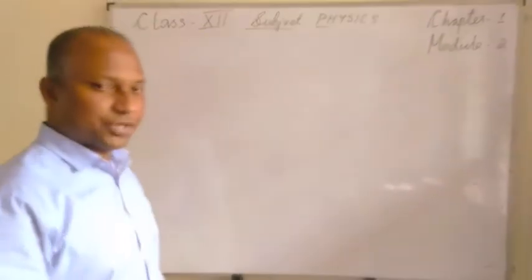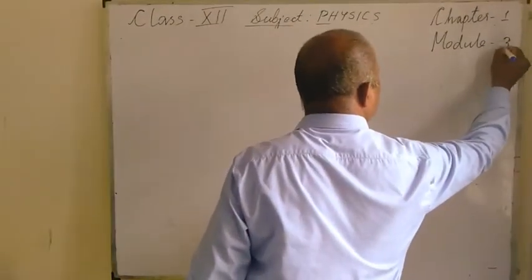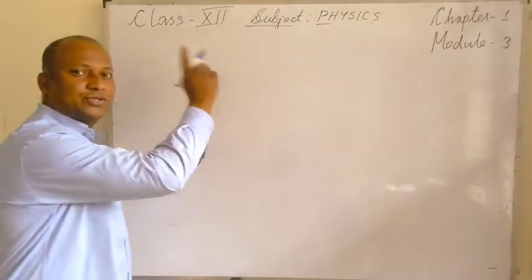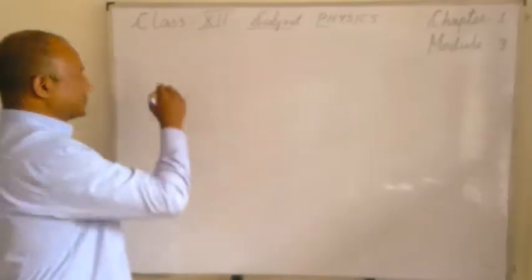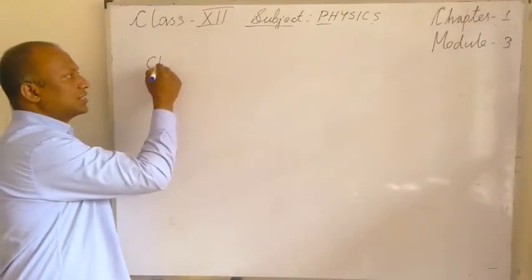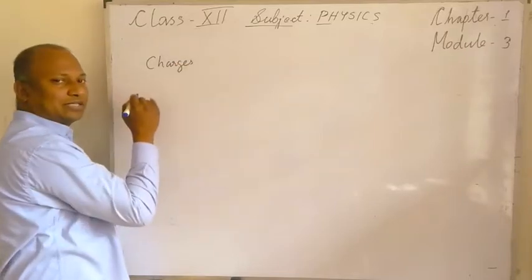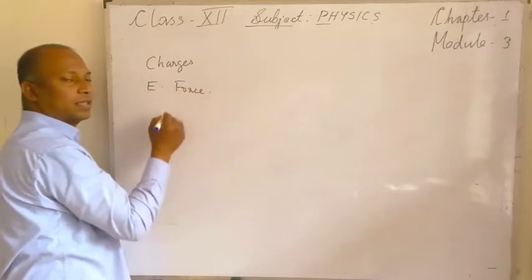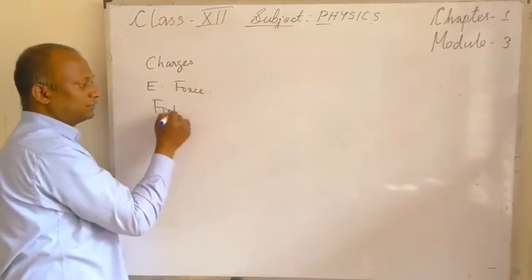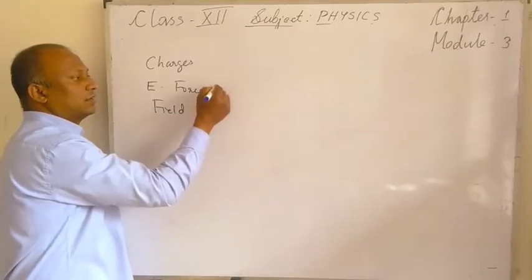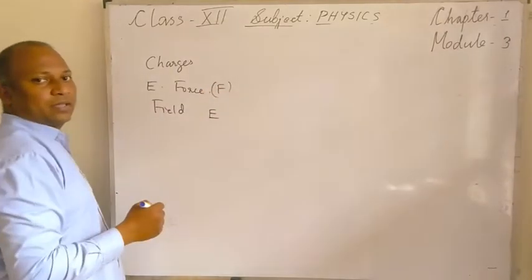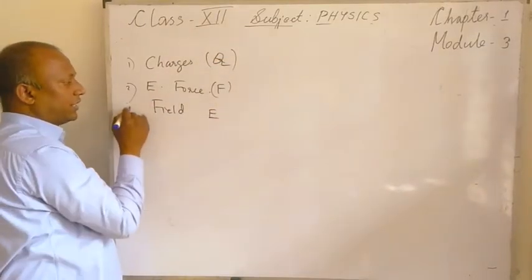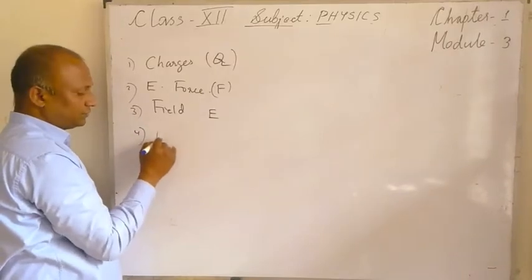Hi, so today we are doing module 3, chapter 1, class 12 physics. So far we have learnt about charges at rest, electrostatic force and field, and we learned about electric dipole and electric dipole moment.